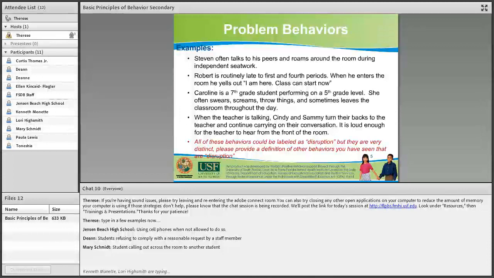All right, Mary, you've got a nice example there. Student calling out across the room to another student. That's observable. A dead man could not do that.